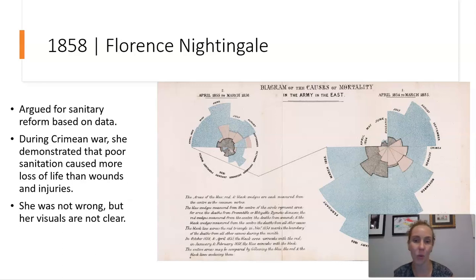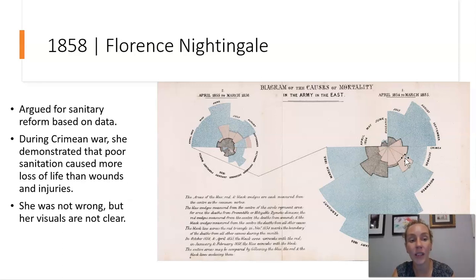So it's the end of the Crimean War. She's a nurse, and she's like, I am seeing these people die, not of gunshot wounds, but of some infection that they get when they're in the hospital. And she's heartbroken and frustrated. So she creates this visualization to show how many people died from wounds and how many people died from infections, right?